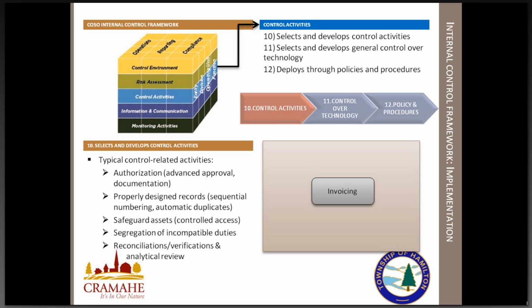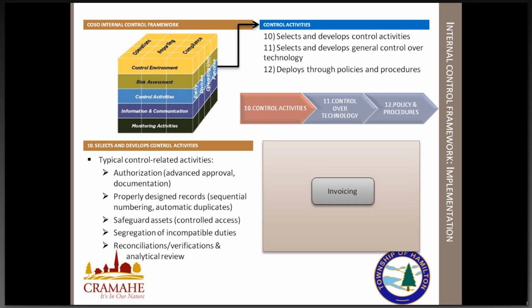So in this regard, it's also important to maintain security of accounting records, as easy access to accounting records could provide those with an opportunity for an unauthorized write-off of receivables, as an example. Segregation of incompatible duties is also a typical control-related activity. An incompatible duty is one that would put an individual in a position to both commit an irregularity and then also conceal it.